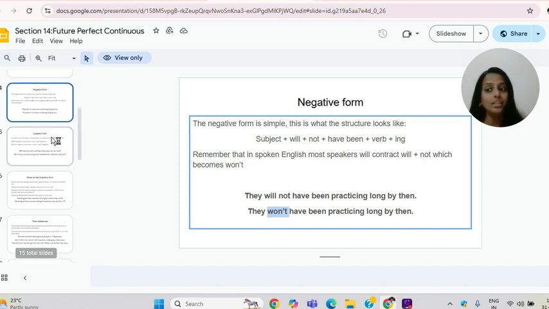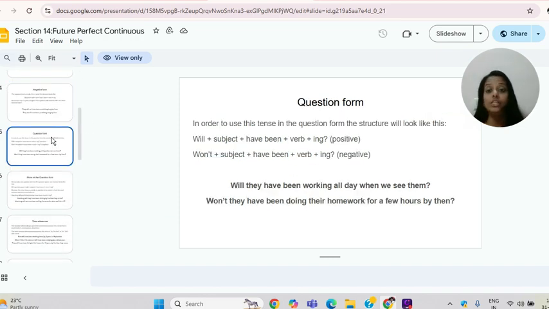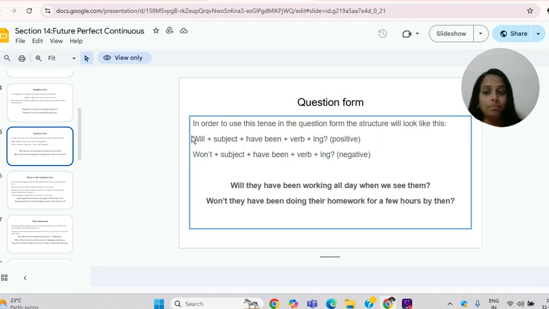And let's see how to frame a question using this future perfect continuous tense. In order to use this tense in the question form, the structure will look like this: will plus subject plus have been plus verb plus ing, the positive form, right? And the negative, won't plus subject plus have been plus verb plus ing. Remember, whenever you are making the question form in the tenses, the verb comes first, followed by the subject.